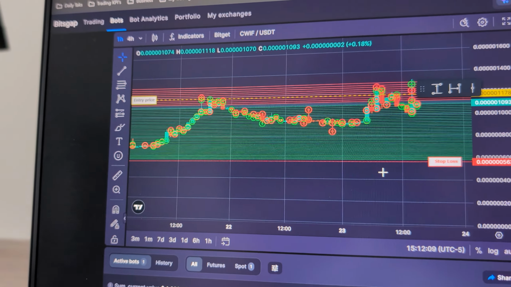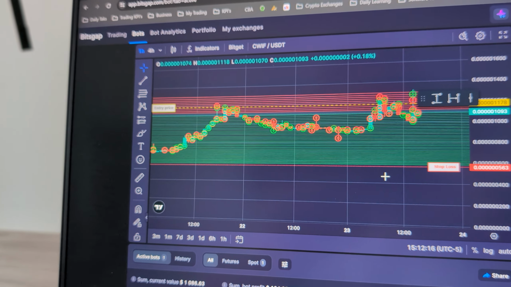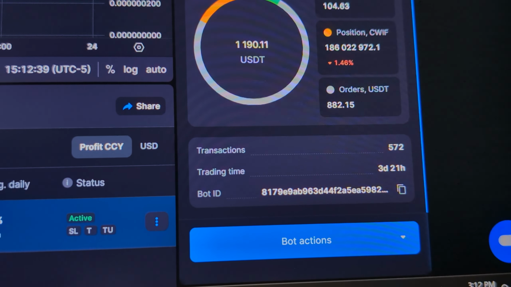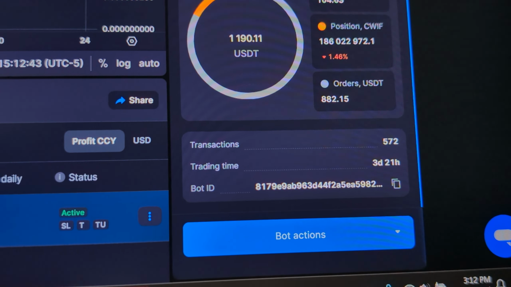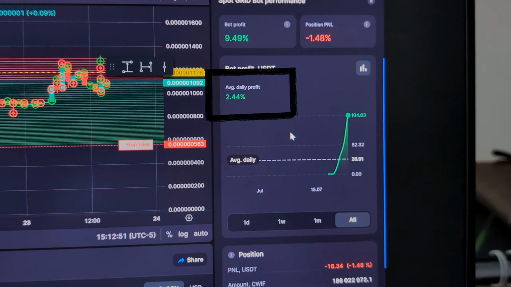And we can also take a closer look at all of the volatility and trades this crypto bot has been performing so far. We can take a closer look here: total transactions 572, trading time 3 days and 21 hours, and average daily profit of about 2.44% so far. Alright, so it has been performing great over these last 3 days, but I'll keep you guys updated on day number 5 and see what happens. Do we keep making the same amount of profit or do we lose money?